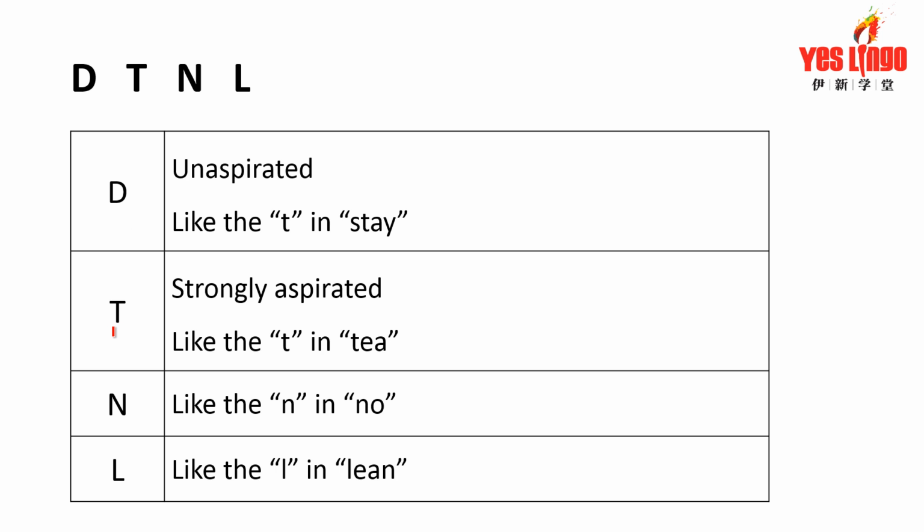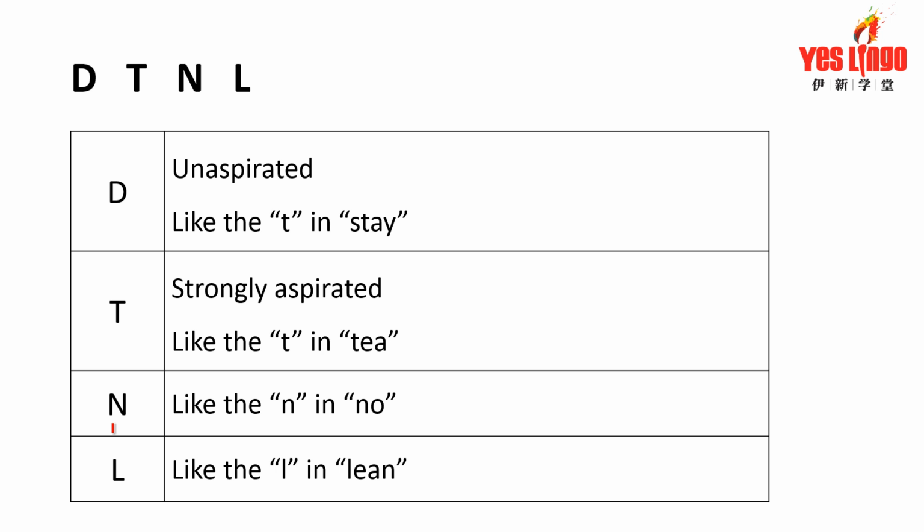This sound, T, is very similar, except this one is strongly aspirated, and it's more like the T sound in tea. See how we're blowing air out as we make the sound? T. And similarly, we also need to aspirate this initial. T. Very good. The next one is N. And this is very similar to any N sound in English, as in no. N.